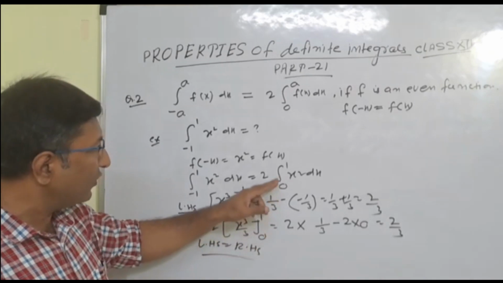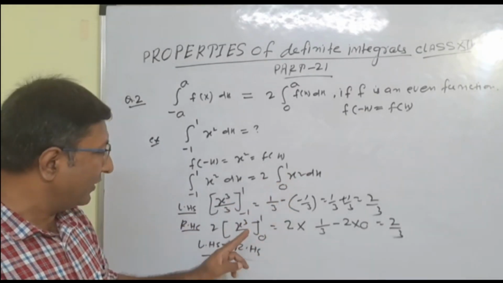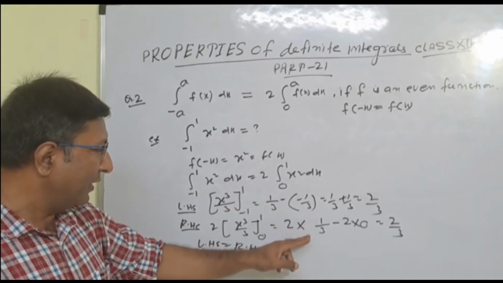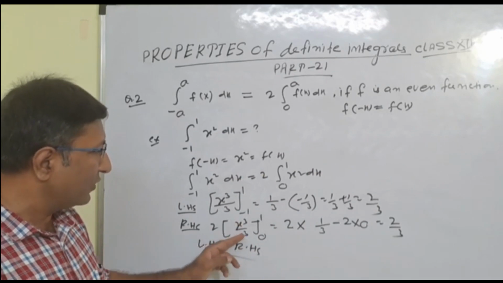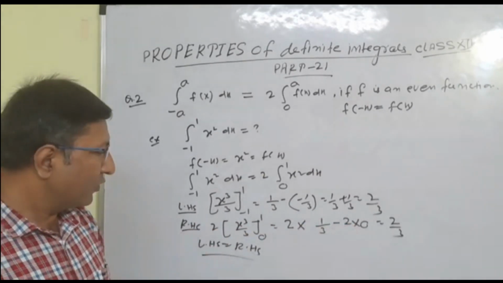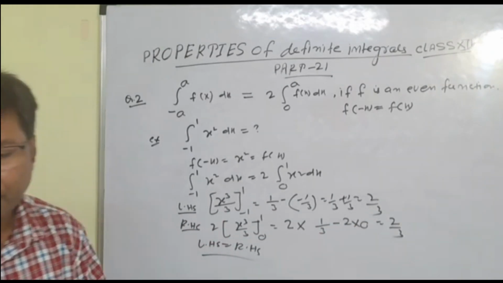2 into 0 to 1 x square. So the integration of x square is x cubed by 3, upper limit 1, lower limit 0. So 2 into 1 by 3 minus 2 into 0 by 3, which is 0. So 2 by 3 minus 0 is 2 by 3. So here LHS equals RHS; both are correct.